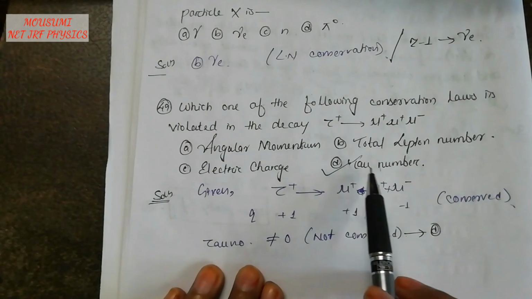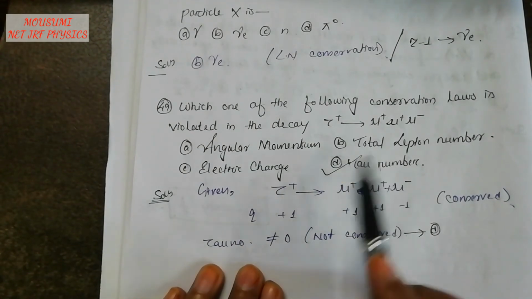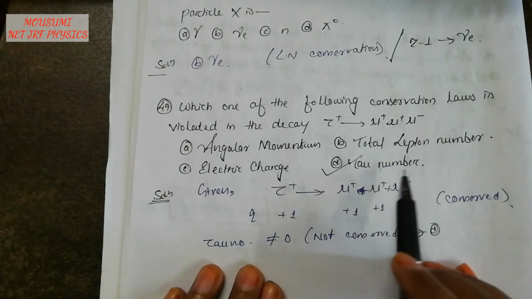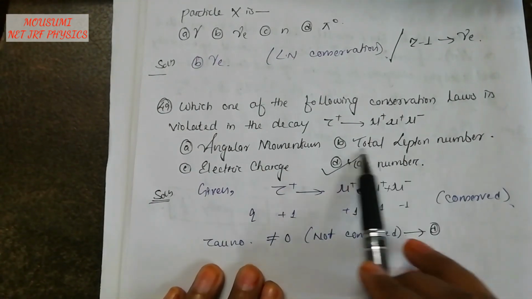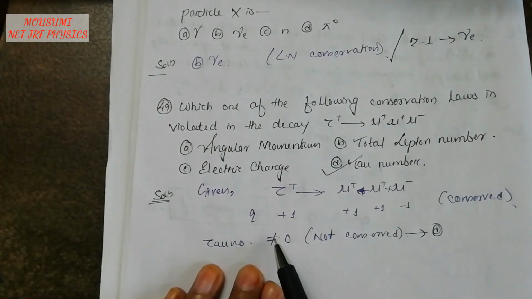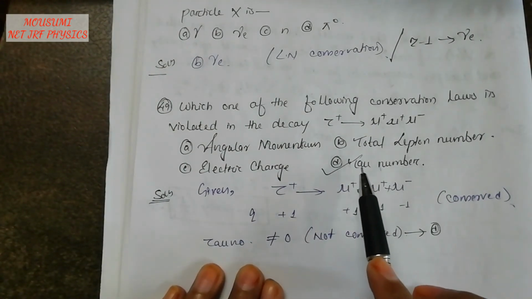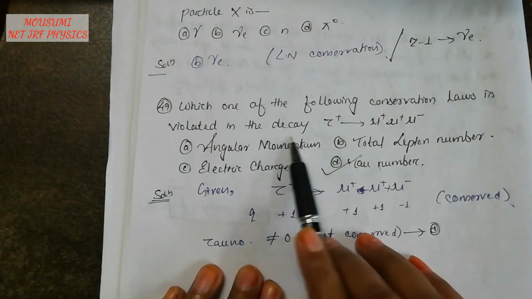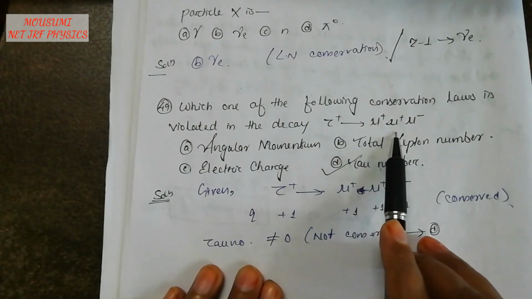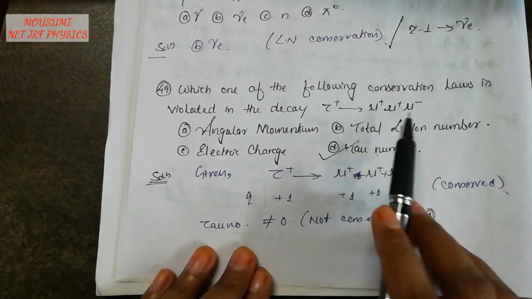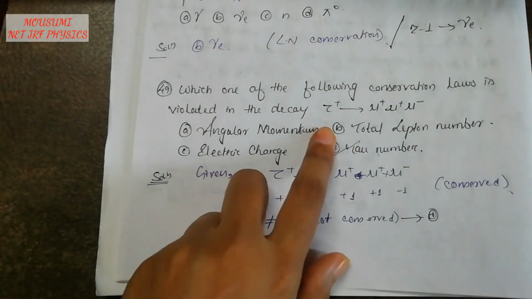Even in the options you can see total lepton number is not available, because the lepton number is always calculated for the individual one, right? Charge is conserved, so the only option is tau number, and you can see the tau number is not conserved. So it is due to the violation of the conservation of the tau number that this decay process is violated. In this decay process this conservation law is violated. So the correct option is option D.